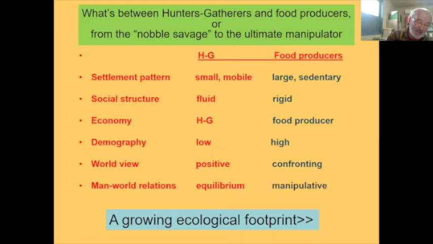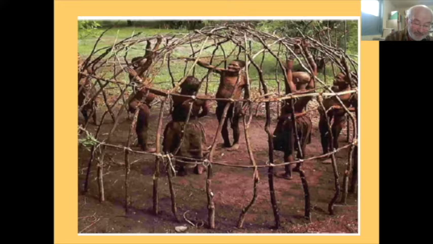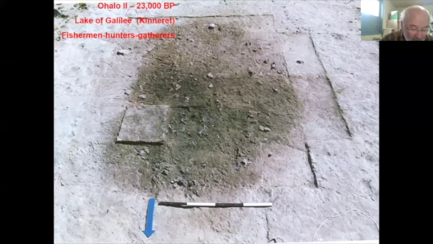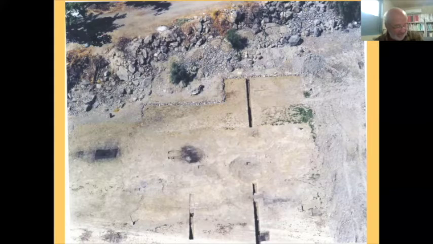If we take a look at present day bushmen, hunters, gatherers, a hut like this one, or a camp like that one, and then we take our first flight around 23,000 years ago over northern Israel and look at the site of Ohalo, we will see this for the hut reconstructed like this, and this for the camp. And you may notice a similar picture. So hunters-gatherers were there at that time for sure, and their footprint in the landscape is quite low.